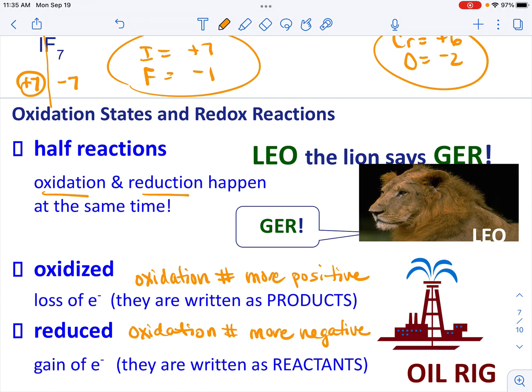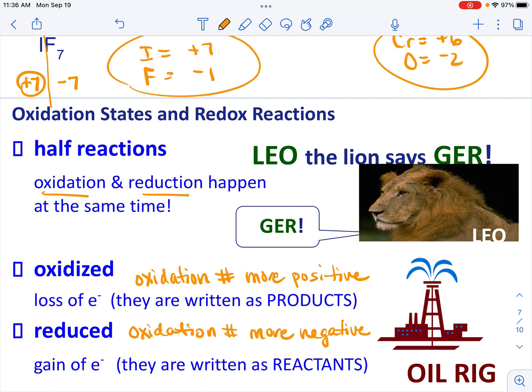The word reduction comes from this reduction in oxidation number because it's going down on the number line. Oxidation comes from most of our reactions when we first discovered these were a reaction of something with oxygen gas. When it lost electrons to the oxygen, we said it was oxidized because it reacted with oxygen. So that's where those names come from, but you need to be able to tell them apart quickly.